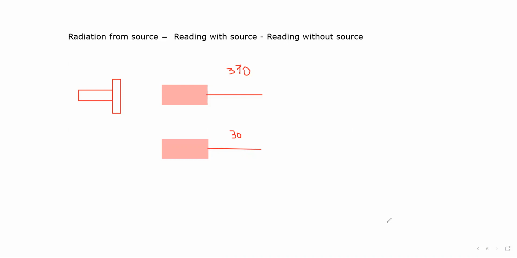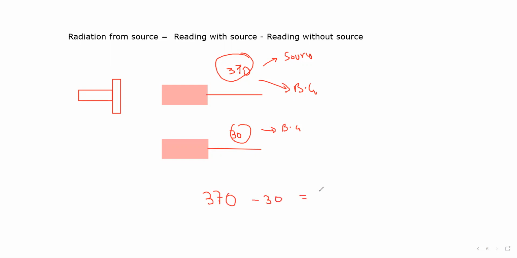So that's equal to 340, because this one is actually a sum: it is recording radiation from the source and it is recording background. This one is only background. So if I subtract the background reading from the total reading, I'll get the radiation from the source. In this case, 370 is the total reading minus the background, so that equals 340, which are actually from the source.